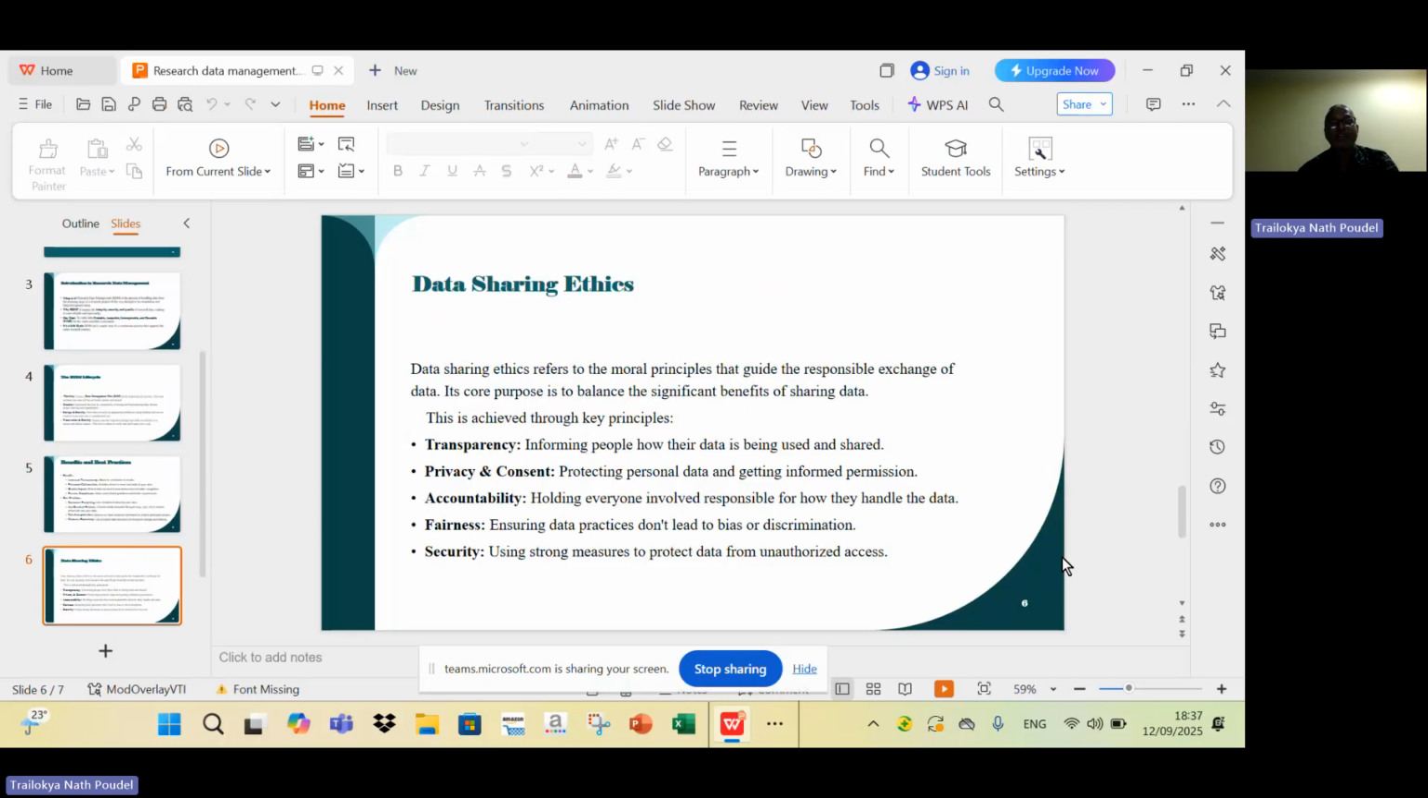Second is privacy and consent, protecting personal data and getting informed permission. And third is accountability, that is holding everyone involved responsible for how they handle the data. And next is fairness, that is ensuring data practices don't lead to bias or discrimination. And finally, security, using strong measures to protect data from unauthorized access.